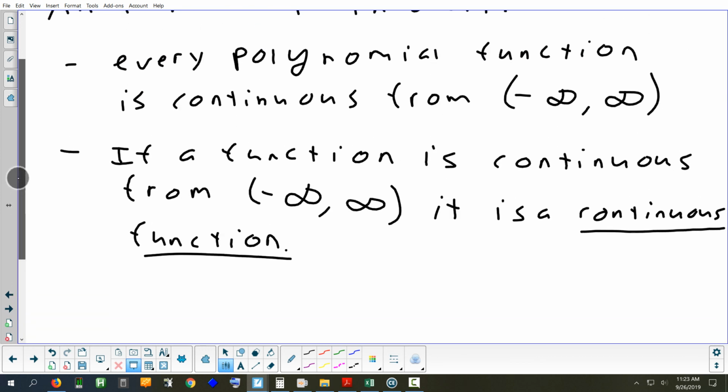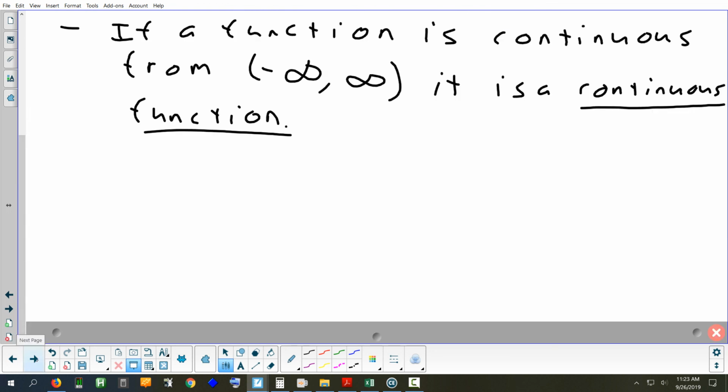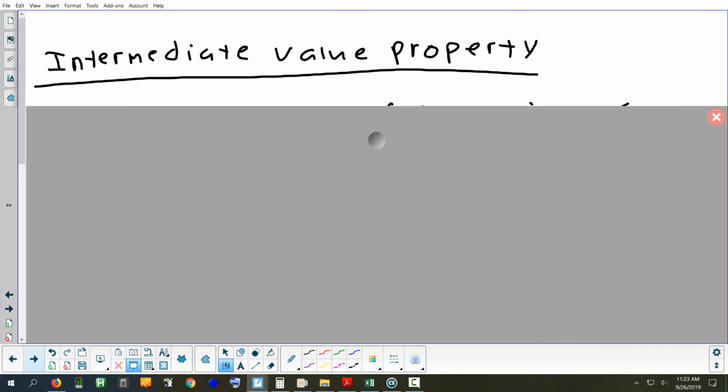Okay. So would the step function be considered a continuous function? No. Could you find a continuous interval in it? Yes, a small step maybe you could, but not the whole thing. So it's not a continuous function. Okay, any questions on the idea of continuity? That's the first thing. Okay, second thing is the intermediate value property.